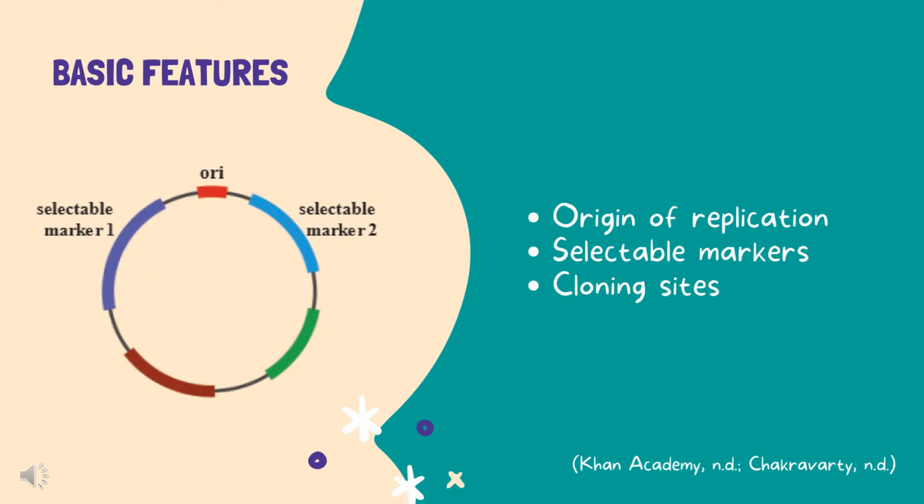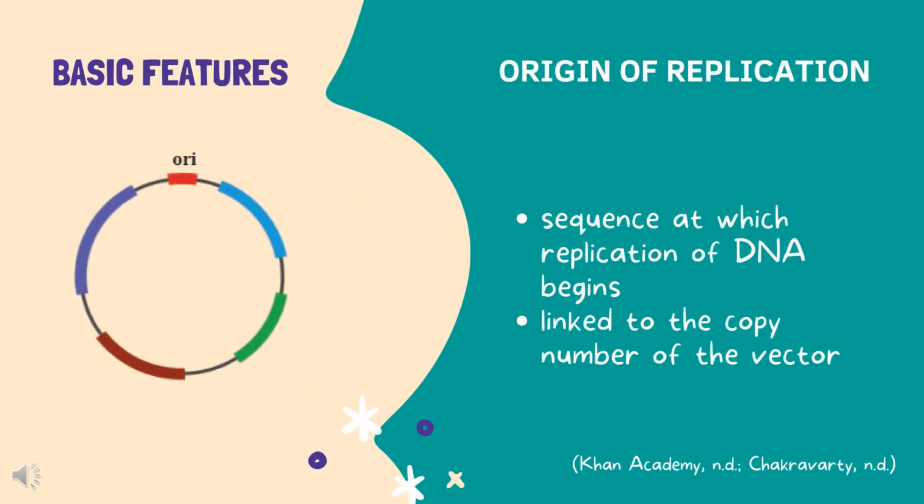Now that we have already defined what a cloning vector is, let's take a closer look at some of the features that all cloning vectors require. The first feature is the origin of replication, or the ORI. It is the sequence at which replication of DNA begins. This sequence is also linked to the copy number of the vector and controls how many times your gene of interest will be produced in the host cell.